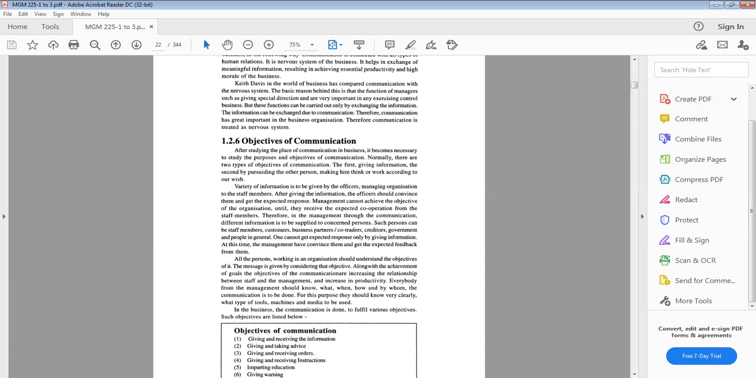Now, we will study the objectives of communication. In the objectives of communication, the following parts are very important: giving and receiving information, giving and taking advice, giving and receiving orders, giving and receiving instructions, imparting education, giving warning, increasing morale, motivation, creating consensus.